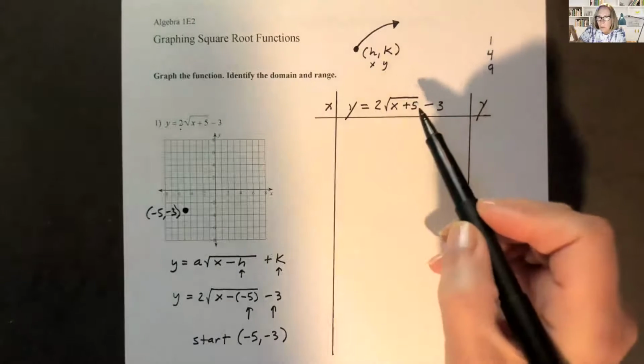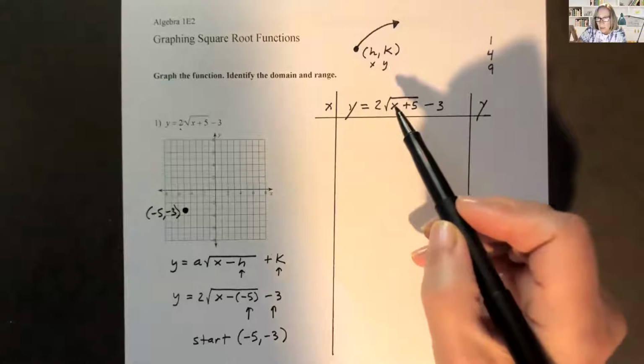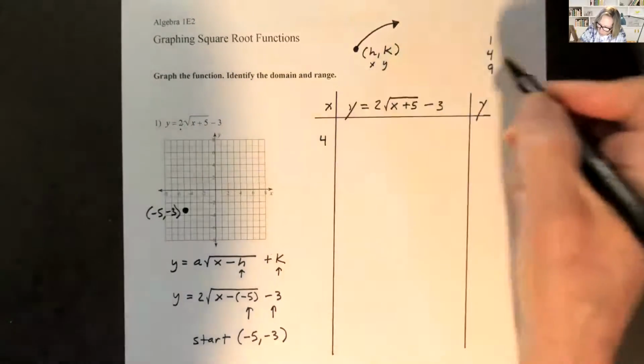So I want to know what value do I add to 5 to make a 4. So I know, oh, well, I have to add a -1. -1 plus 5 will make a 4. So that's what I want to do.